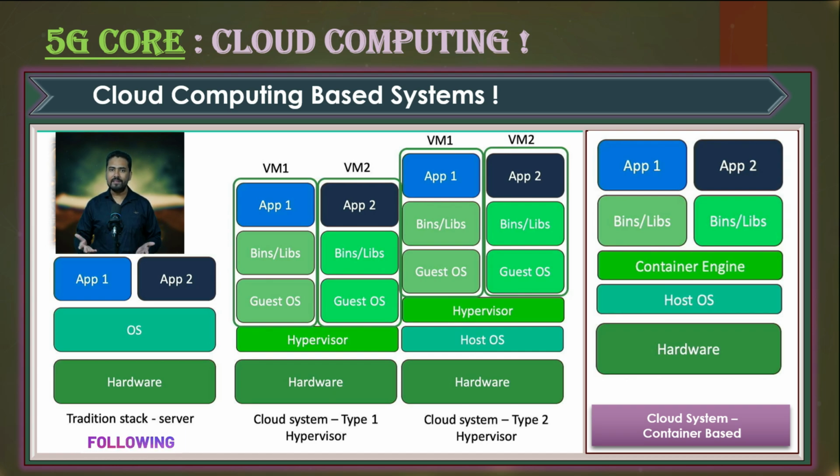Then an operating system is installed on top of this hardware. Finally, you have one or more applications that are running on the operating system. However, in a cloud-based system, virtualization plays an important role, and it allows you to run multiple virtual servers on the same physical hardware. So what is this virtualization?